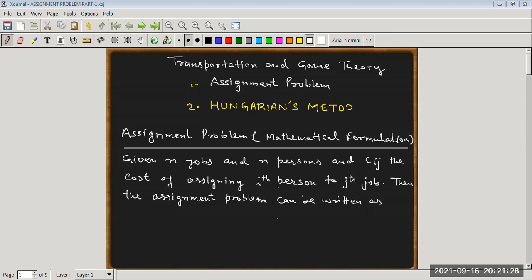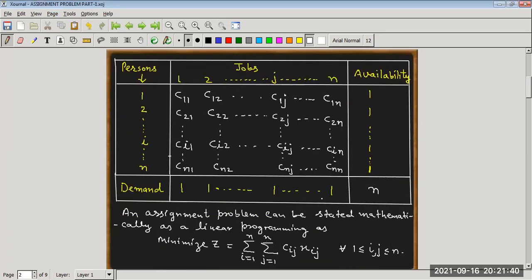Given n jobs and n persons and Cij the cost of assigning ith person to jth job, the assignment can be written as follows. This column shows the persons 1 to n, and this row shows the jobs 1 to n. So C11 is the cost given by first person for first job, C12 is the cost given by first person for the second job, and similarly we have Cij, the cost given by ith person for the jth job.